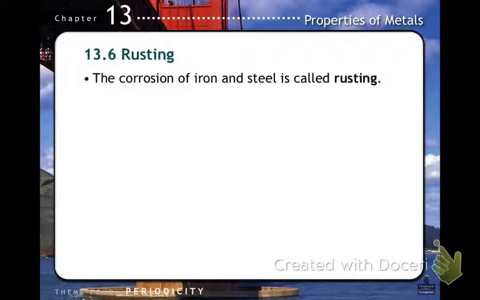Now, corrosion of iron and steel is called rusting. So basically, rusting is a form of corrosion. Some of you probably think, isn't rusting corrosion, corrosion rusting? Let's put it this way. Rusting is a form of corrosion. Corrosion is what happens when the metal reacts with anything in the atmosphere. So, in this case, rusting is a form of corrosion. It is not the other way around.